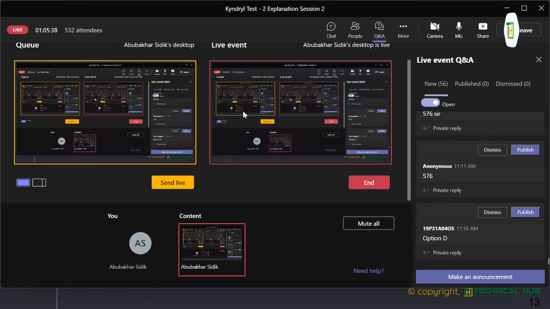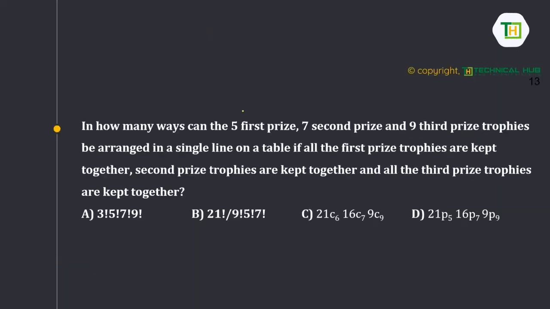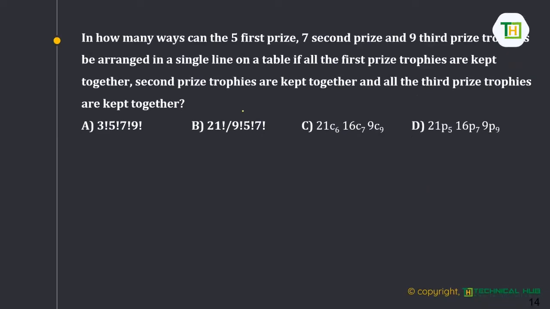Yes. So next question. Again, same topic. In how many ways can the 5 first prize, 7 second prize and 9 third prize trophies be arranged in a single line on a table if all the first prize trophies are kept together, all the second prize trophies are kept together, and all the third prize trophies are kept together? Okay. Anyone, what is the answer for this question?